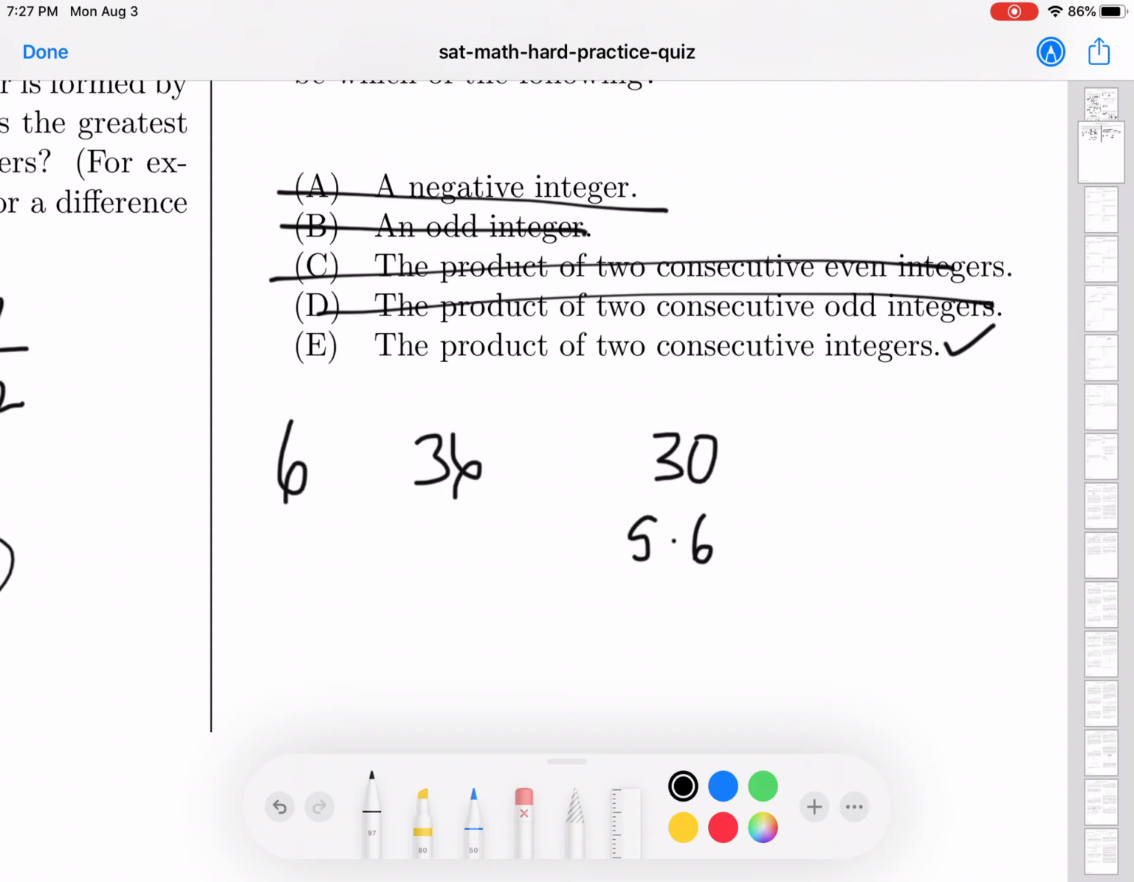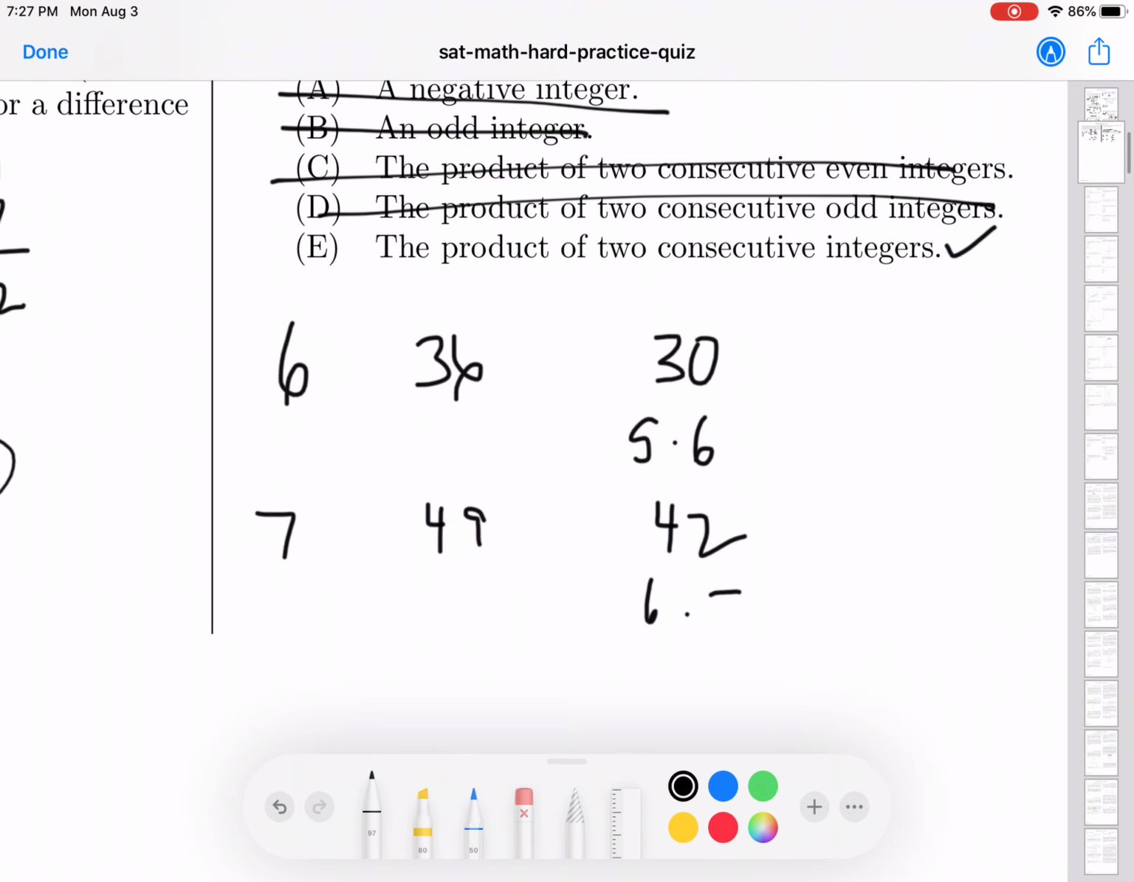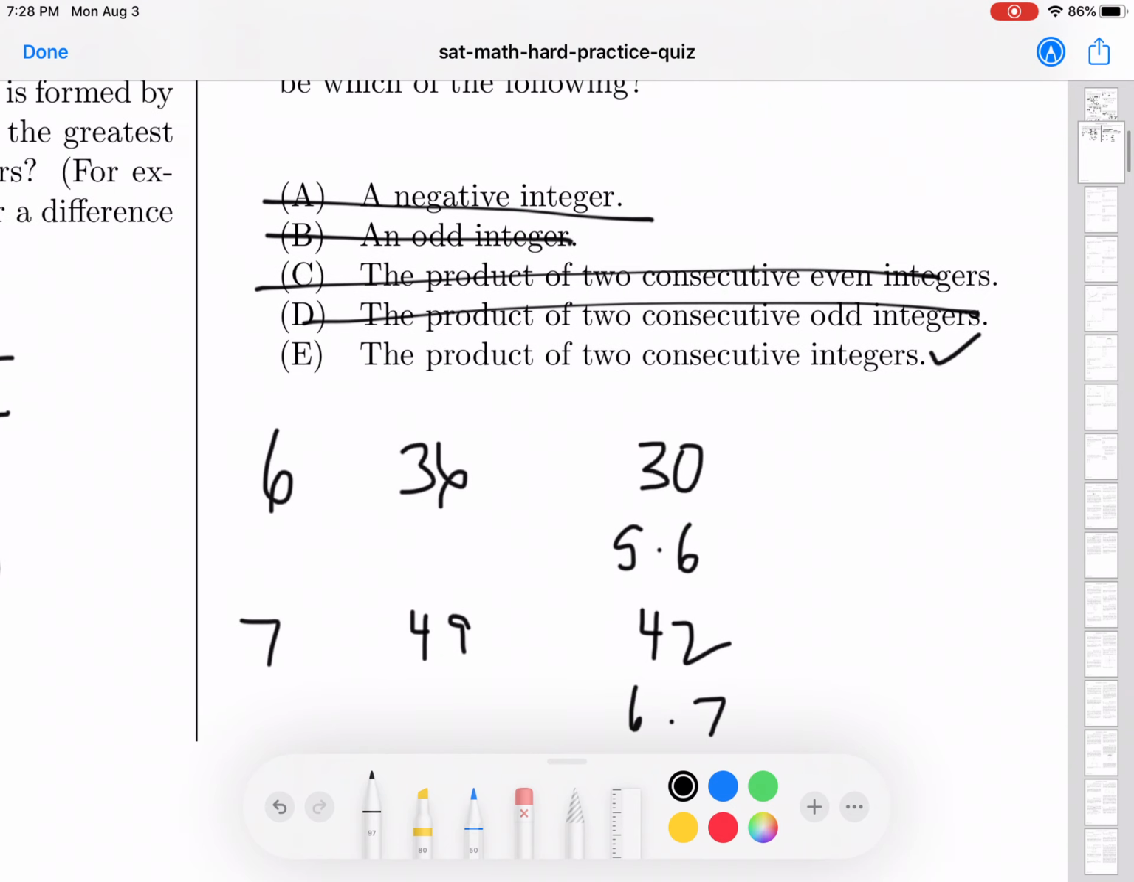So let's try with a different one to see if that still works. So 7, 49 is its square, 42 is its difference. And that's the product of 6 times 7, so that adds up. Answer is E.